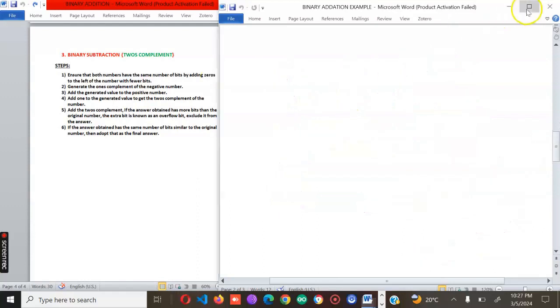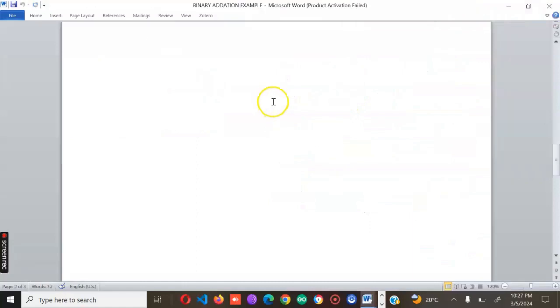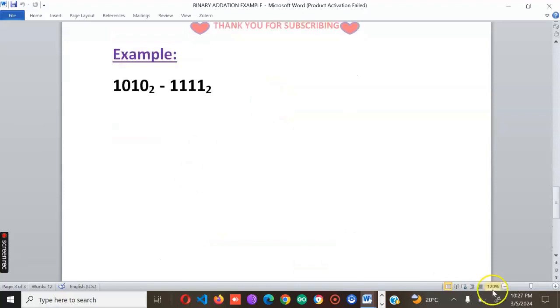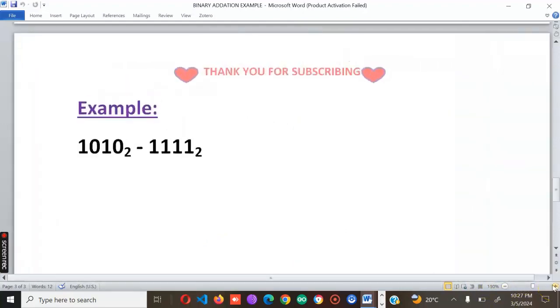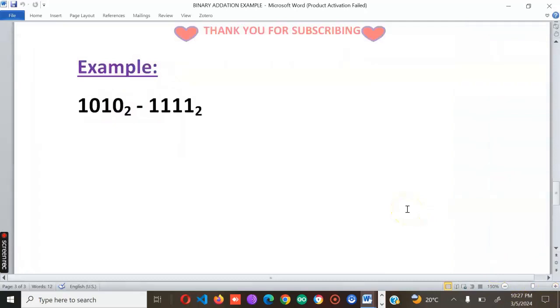Okay, let's move now to our last example. Maybe you can have 2 minutes to go through this one so that you can gauge whether you have understood. 2 minutes. So 1 minute is over. Okay.